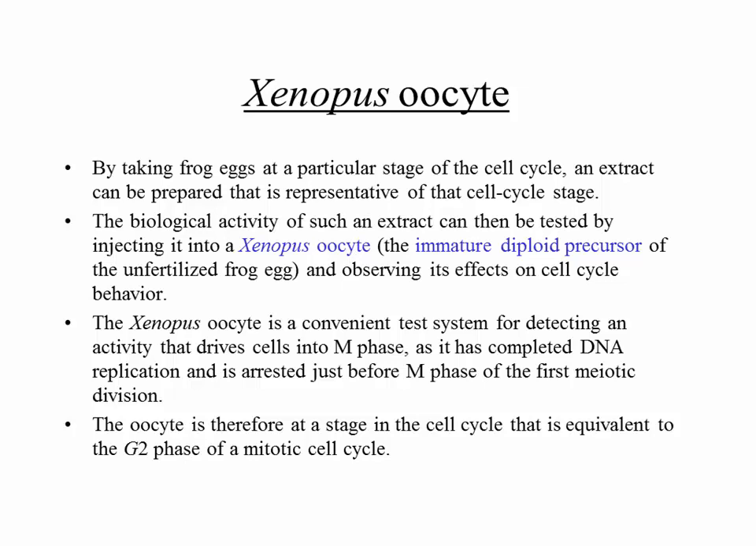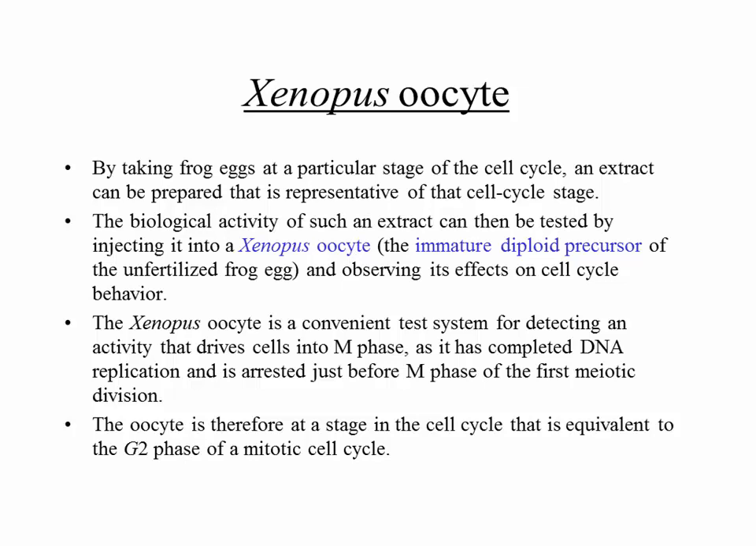So by taking frog eggs at a particular stage of the cell cycle, an extract can be prepared which is representative of that cell cycle stage. You basically grind that thing up and then you collect all the stuff that you get. So you have the extract, and that will have the enzymes that are characteristic of that particular stage.